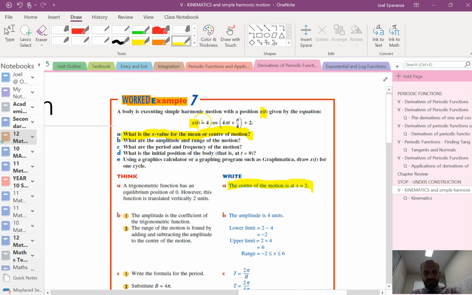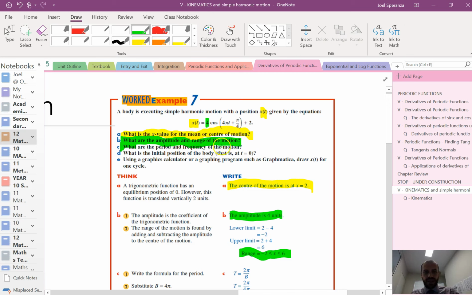Now the amplitude. What are the amplitude and range of the motion? So they're two different questions, slightly different. The amplitude is 4 times, so the A value is 4. So the amplitude is 4. Now, the range of the motion is given as a range, like the range of a function. So the lowest value is -2 and the highest value is 6. So we're just adding the amplitude of 4 to the center of motion 2 and subtracting the amplitude of 4 from the center of motion.